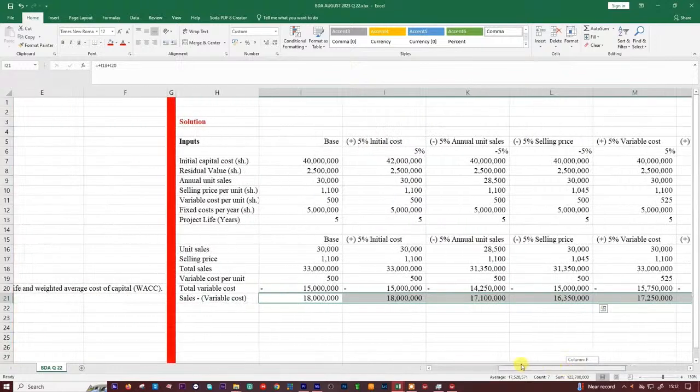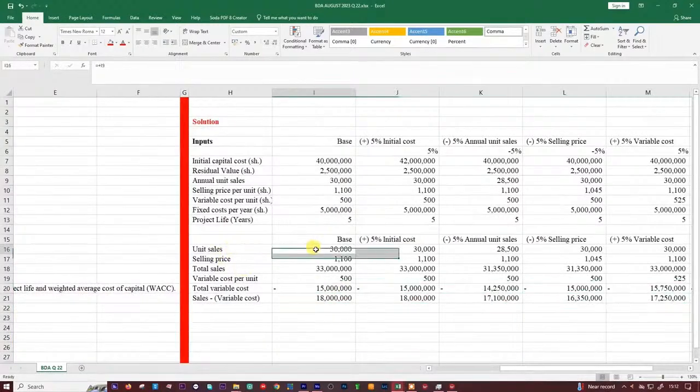Please note one thing, that the unit sales were given to us there. The selling price was also given to us there. The total sales is just the unit selling price times the unit sales. The variable cost per unit, we had already computed right above over here, and this variable cost component is going to change by a 5% increase. The sales variable cost right over here is just given to us as the total sales minus variable cost. So the sales less variable cost gives us this value here.